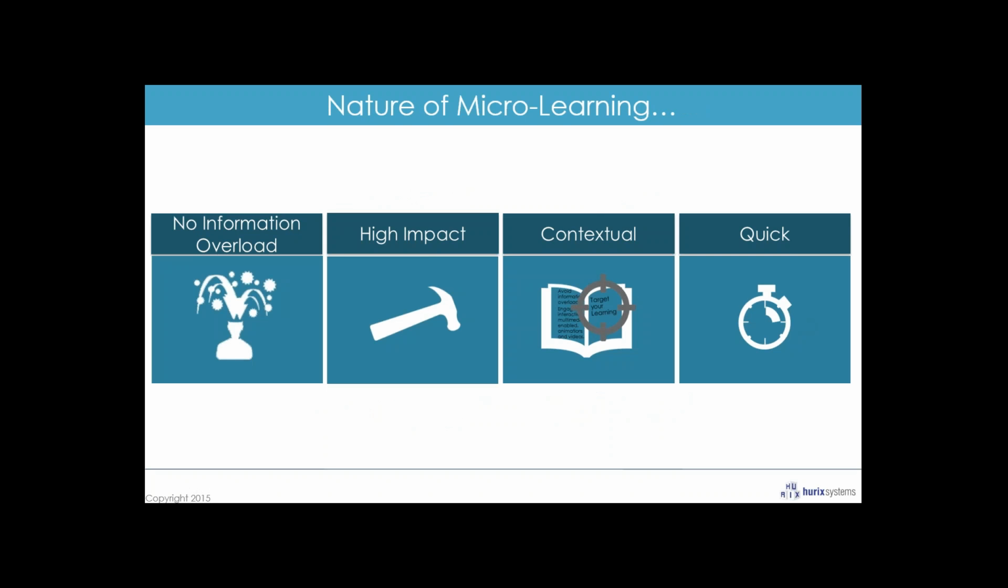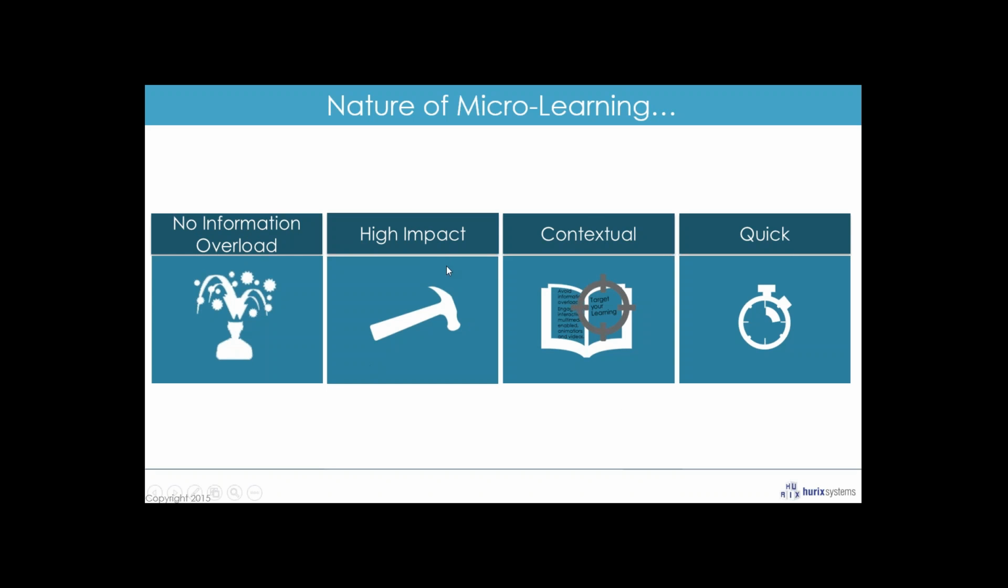Now, this is about the nature of micro learning, how it would typically behave. When you are calling something a micro learning, what exactly should you focus on? When we look at the nature of a micro learning component, we typically focus on this particular aspect most of the time. I would say almost 70% of the focus is on no information overload. That is the first objective of doing micro learning.